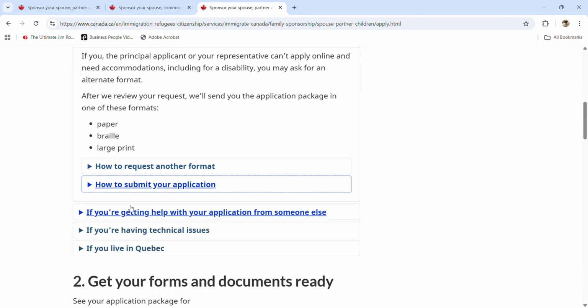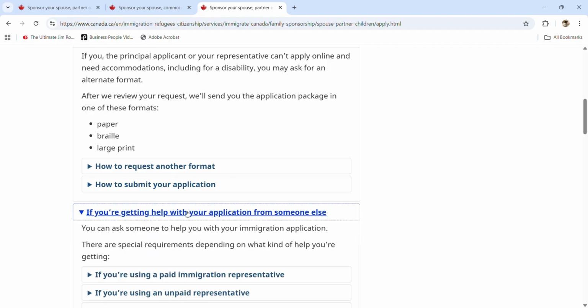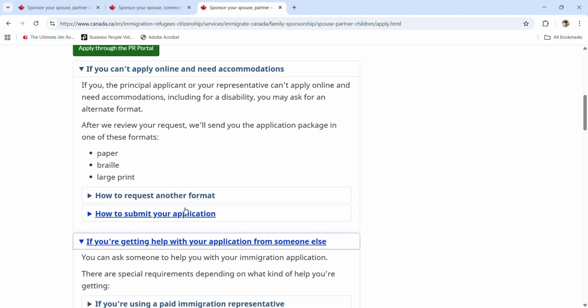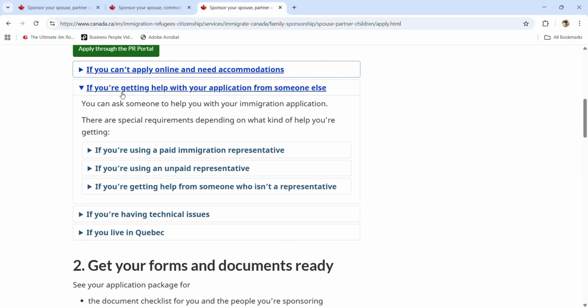All right, but if you are getting help with your application from someone else, like let's say your wife or your husband doesn't speak English, and they really need help.